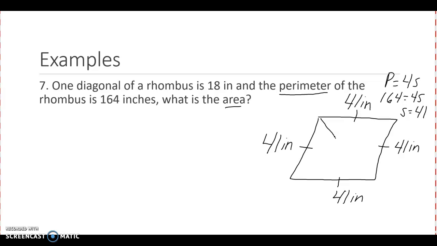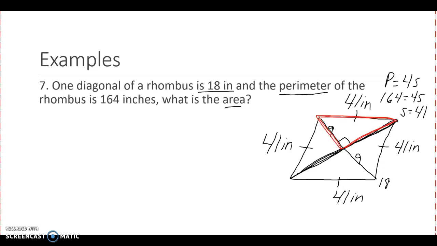And now I'm going to draw in my diagonals. The diagonals intersect to be perpendicular. One diagonal they give me is 18 inches. That's the whole length, so that means each half is 9. And I need this other diagonal. In order to do that, notice what we're forming here in the middle. We're forming 4 different right triangles. I'm just going to look at one of these right triangles.